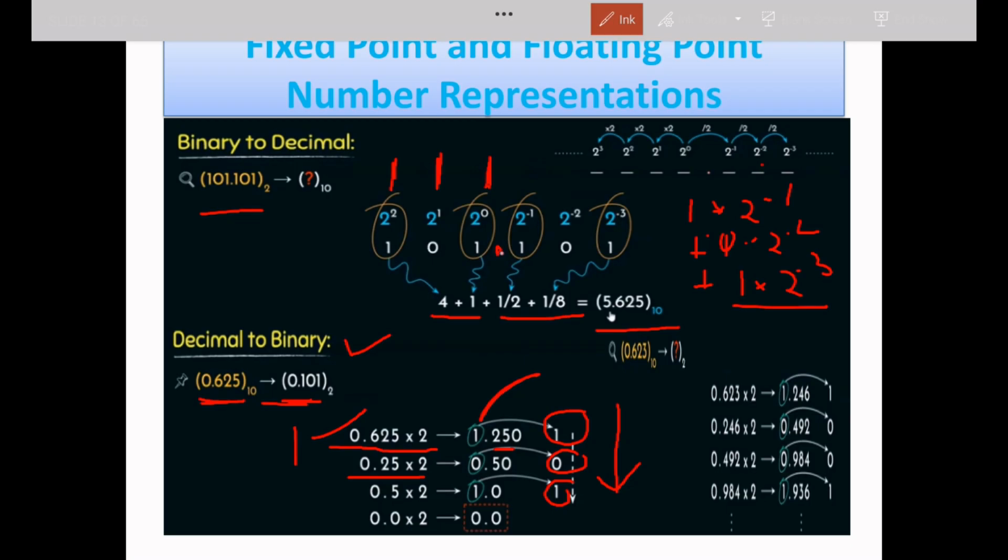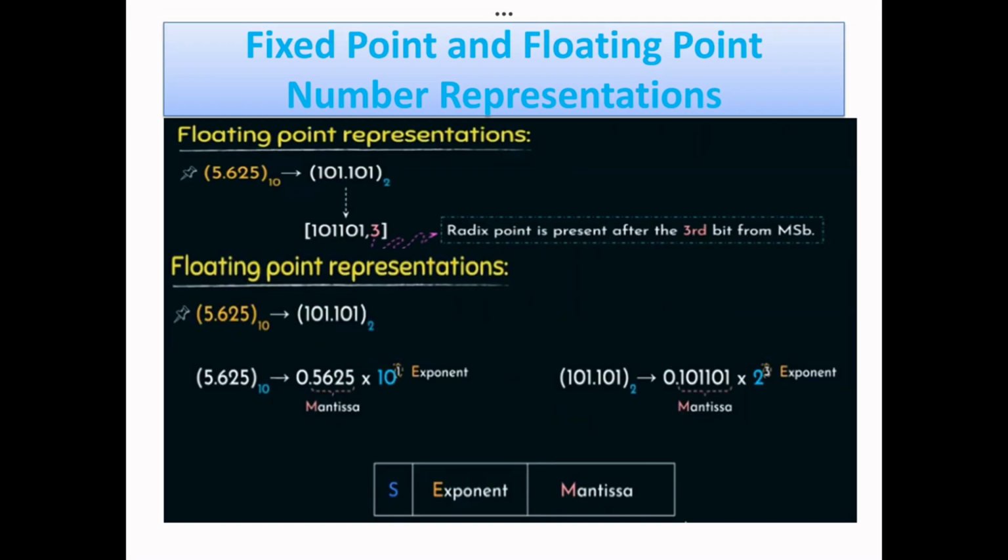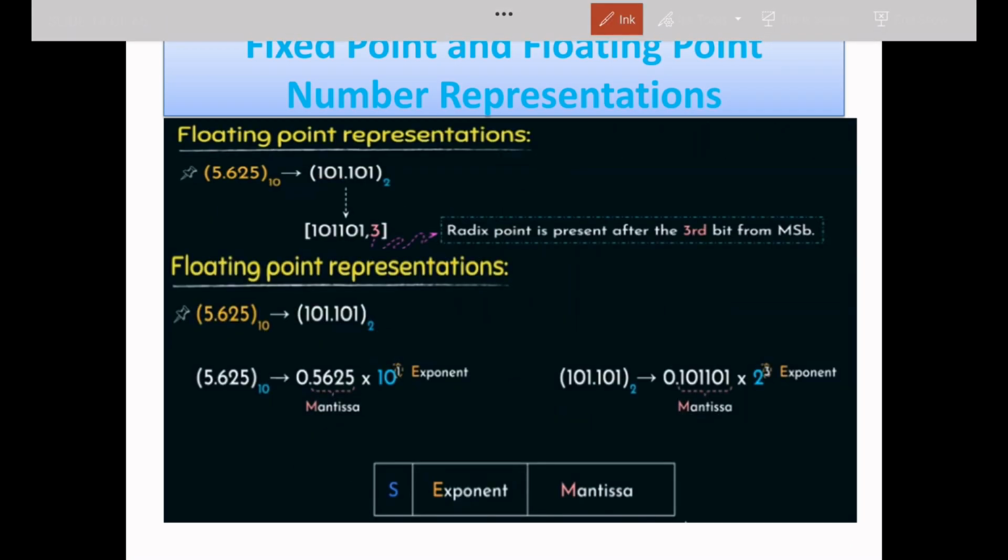So this is a way to convert the decimal to binary. Now we are going to another one: the floating point representation. What is the meaning of floating point representation? Suppose we have written the number 5.625 and the base is 10. Now we first convert this binary number to a decimal number. You can also check 101.